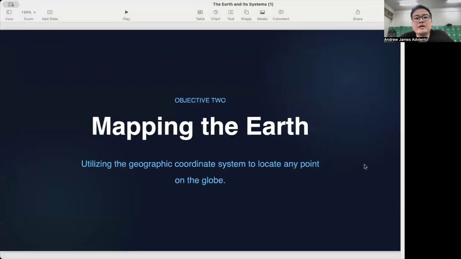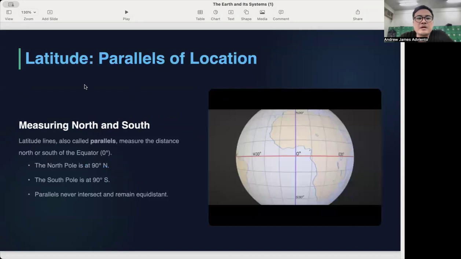Let's go to mapping the Earth. This utilizes the geographic coordinate system to locate any point on the globe. We cannot just put street signs in the middle of the ocean, so we use this grid system.